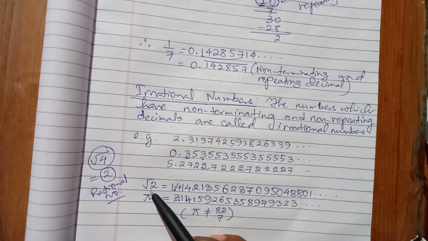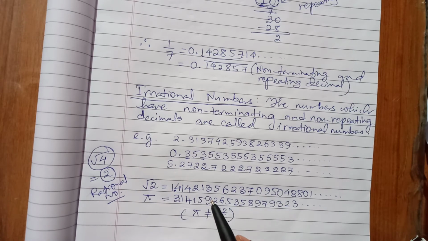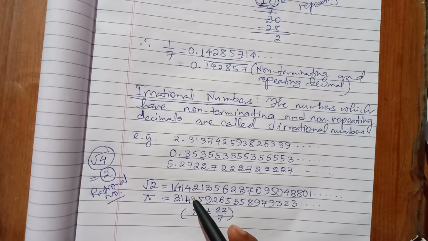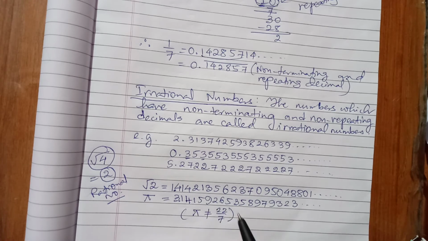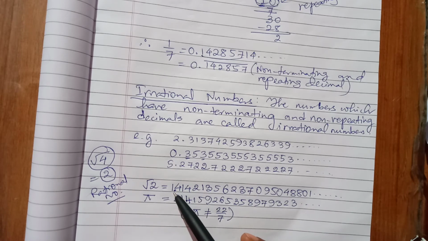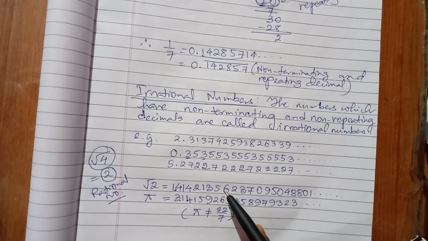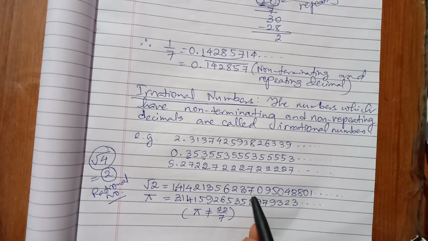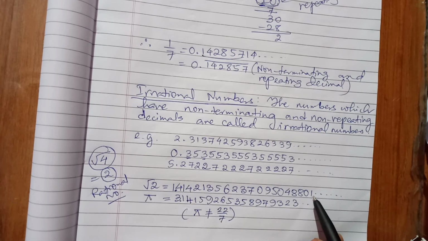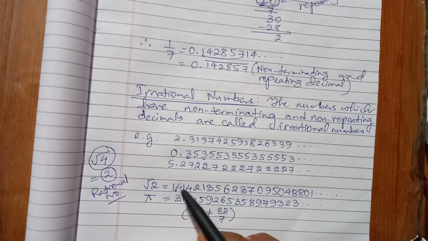And see the decimal value of root 2. You can also check the root 2 values on the internet. You can check root 2 value, you can check root 3, you can check root 5 like that. So root 2 value I have written here. This is 1.41421356237. See, it is going up to infinity. It will not stop. So dots are there. That means this is a non-terminating decimal.